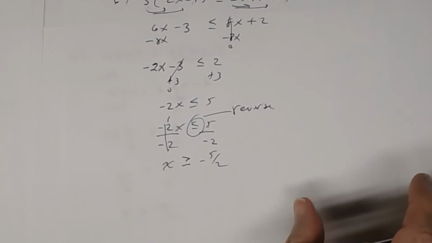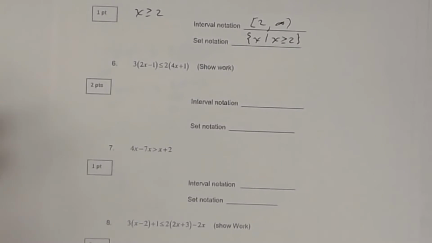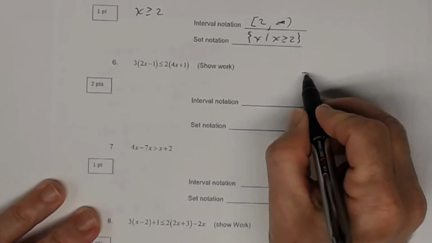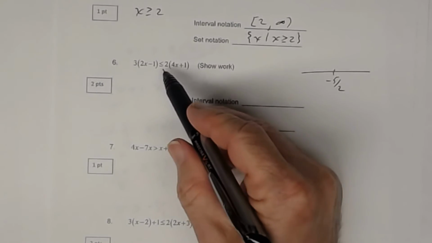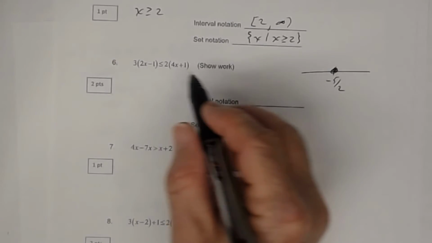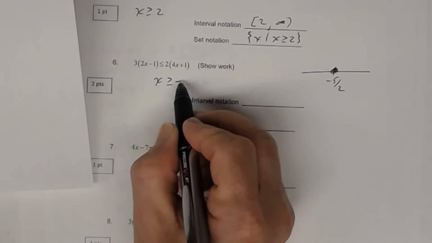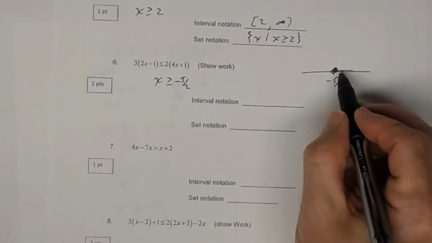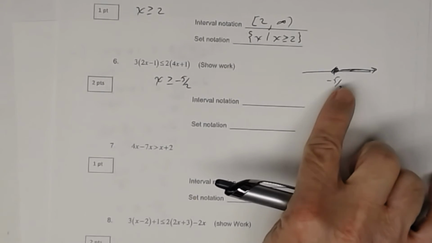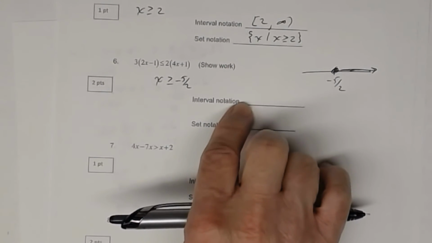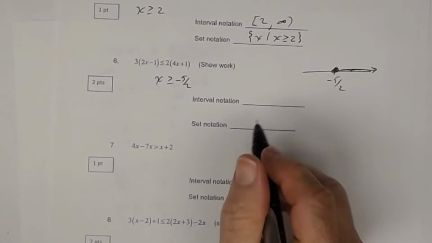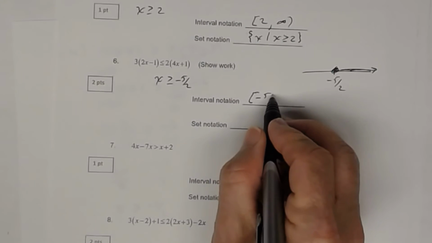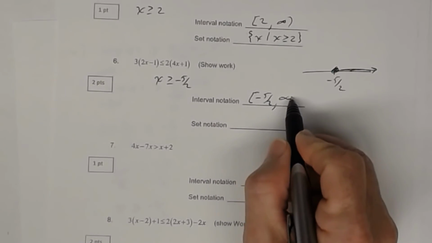So let's go ahead and put that on the number line. So let's draw the number line here. So this is number 6. So here's negative 5 halves. There's an equal sign here, so we're going to put a closed circle. And remember, we got x greater than or equal to negative 5 halves. And so I'm going to shade in everything to the right. Now once I know what that looks like, it's very easy to do the interval notation. So you go from left to right. So bracket negative 5 halves. Make sure it looks like a bracket. All the way to infinity with parentheses.